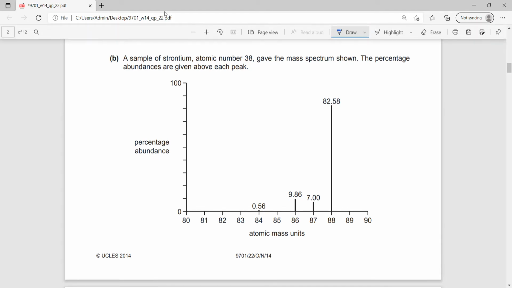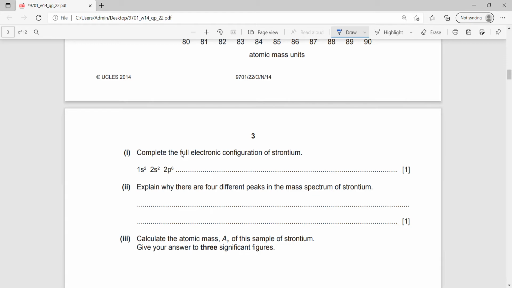It's a mass spectrometry question. A sample of strontium with atomic number 38 gave the mass spectrum shown. The percentage abundances of each are given above each peak, right? So the first question is about the full electronic configuration of strontium. The atomic number is 38, so there has to be a total of 38 electrons.